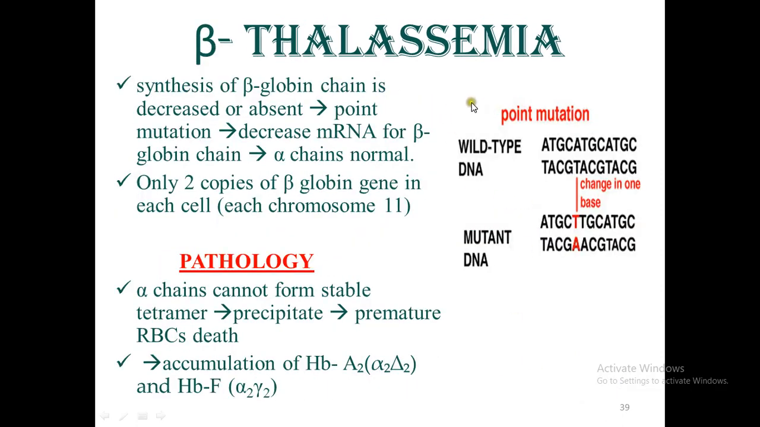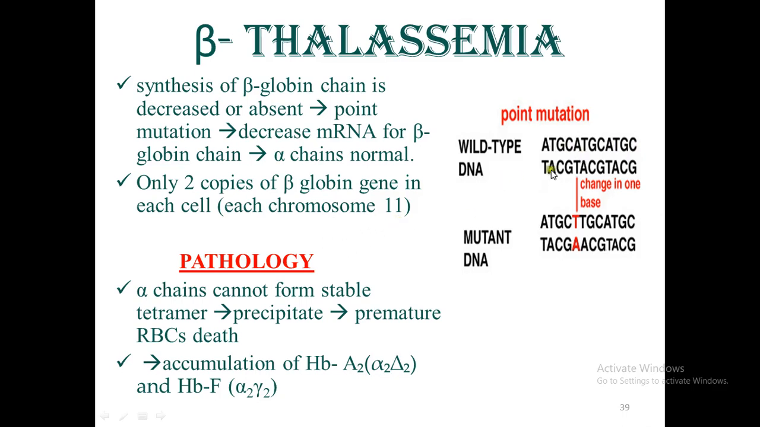Now we move on to beta-thalassemia. In beta-thalassemia, the synthesis of beta-globin chain is decreased or absent. And in this case, there is just a point mutation, meaning one amino acid is different only. So there is decreased messenger RNA for the beta-globin chains. The alpha chains in this case are normal. There are only 2 copies of the beta-globin gene found in each cell on chromosome number 11.